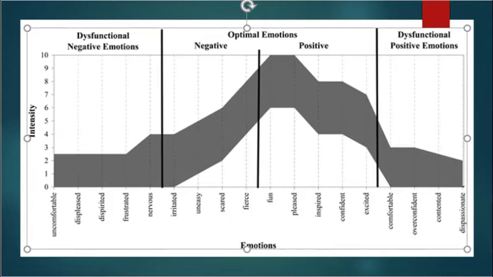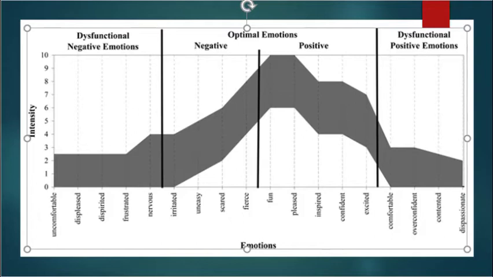on the dysfunctional negative emotions that are traditionally viewed as dysfunctional or negative emotions, such as being uncomfortable, being dispirited or frustrated or nervous, right? On the other end of the graph, you see dysfunctional positive emotions, things of being comfortable or overconfident or content, maybe even dispassionate. Those, according to this individual, those positive emotions are actually debilitative to performance.